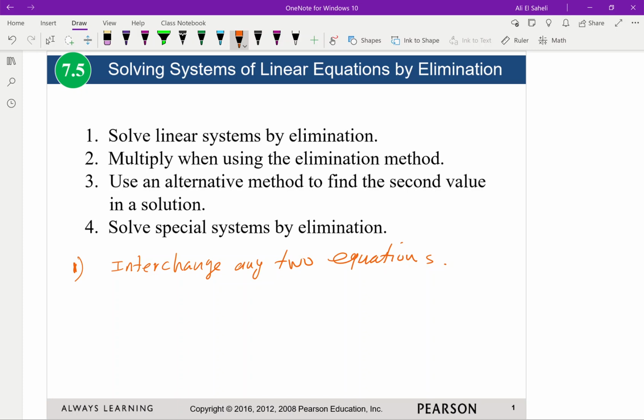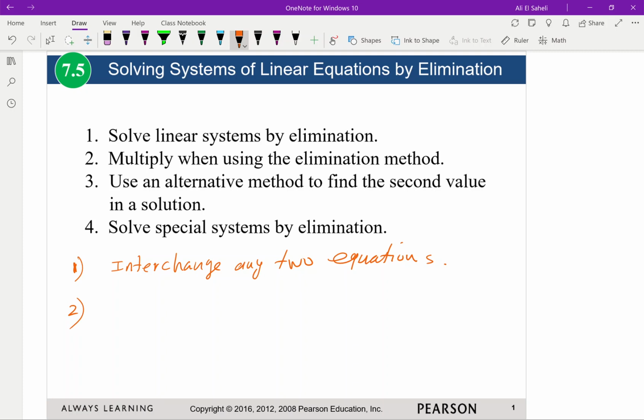That's very intuitive. It's like you have 2 persons, one is Abdullah and the other is Abdulaziz. You can say Abdulaziz and Abdullah, or you can say Abdullah and Abdulaziz. Still the same 2 persons. So interchanging 2 equations is very intuitive. It doesn't change the solution set. The idea is, when you are solving very large systems, the step of interchanging 2 equations could be very useful.